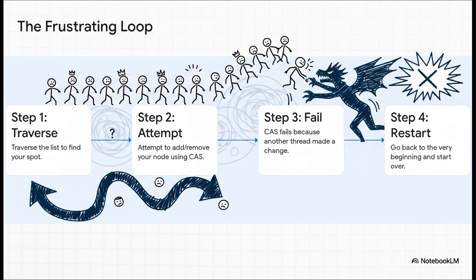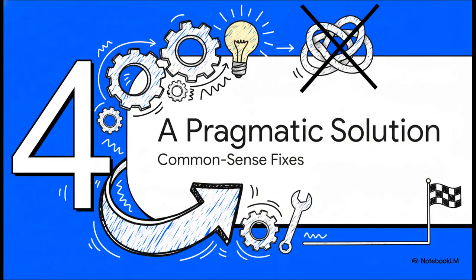And here's that painful process in action. Imagine you're a thread. You walk all the way down this long conga line, you finally find your spot, but just as you're about to jump in, someone else moves. Your compare and swap operation fails. And the draconian rule says what? Tough luck. Go all the way back to the very front of the line and start over. You can see how in a really busy system, you could get trapped in this loop forever, never actually getting your work done. So the researchers looked at this and basically said, this is insane.